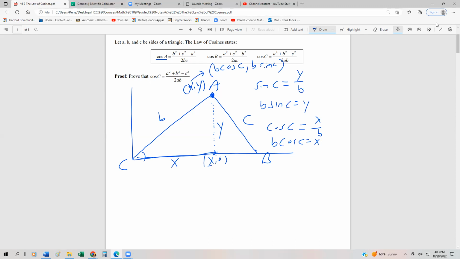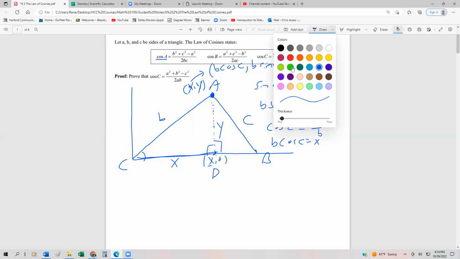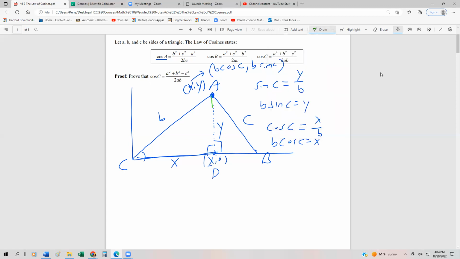Now, we could also use the Pythagorean identity because we notice that we have right triangles. If this was another point D, just so I could call it something, then CDA and ADB would be right triangles. So let's just focus right now on the triangle that's a little bit smaller with respect to area. Let's take a look at this one right here.